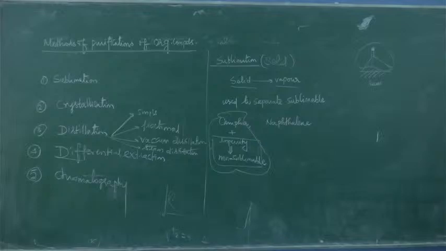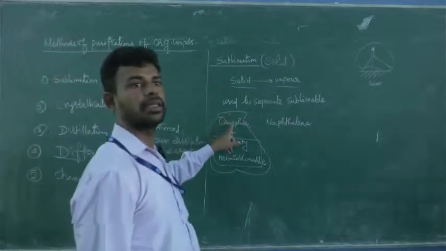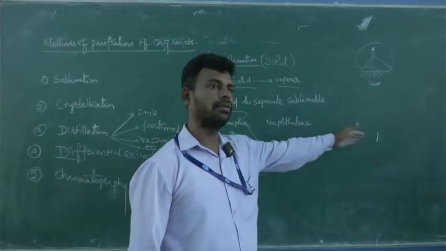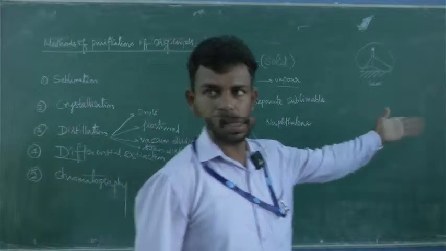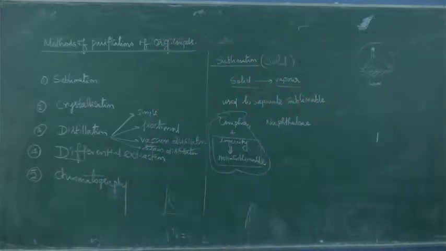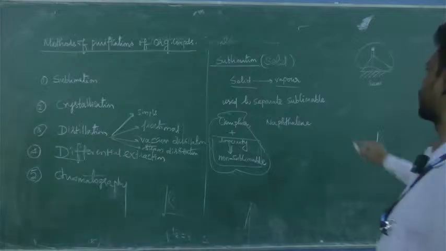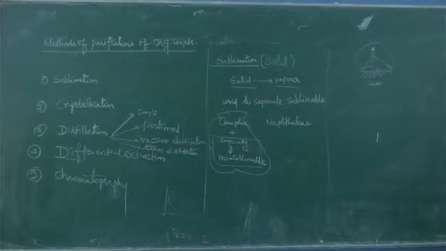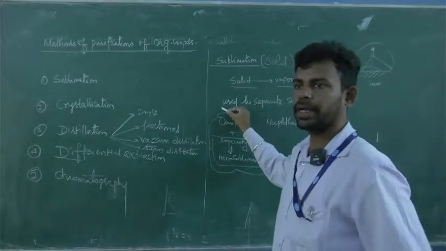அப்போ என்னென்ன காம்பவுண்ட்ஸ் எல்லாம் சப்ளிமபிள் காம்பவுண்ட்ஸ்னு கேட்டால் what is the answer? Camphor, naphthalene. Even iodine, there are many compounds, okay. But the example, you just note all this. Is it clear? Next, we are going to discuss another important technique that is called crystallization. What technique? Crystallization. Is it clear? So sublimation level, so is there a point?